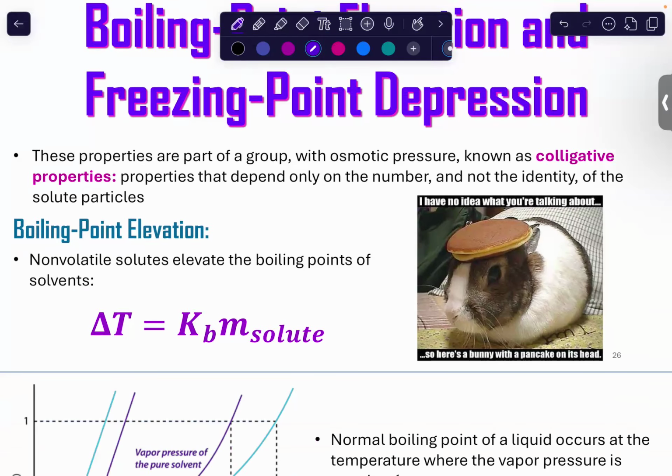Your equation for this is going to be delta T, your change in temperature, equals your Kb times m. What do you think that m is? Lowercase m. We've talked about it. We did a calculation on it at the beginning of this chapter. It is molality, remember, that's moles of solute per kilograms of solvent. The Kb is a constant, the molal boiling point elevation constant, and that will be degrees Celsius per molality, so degrees Celsius over little m.